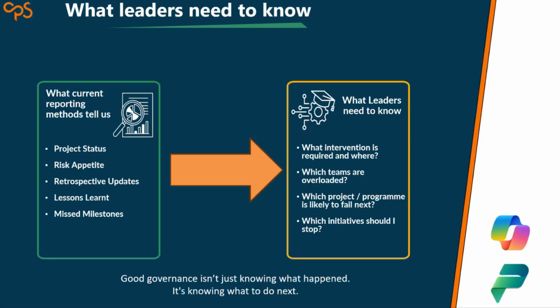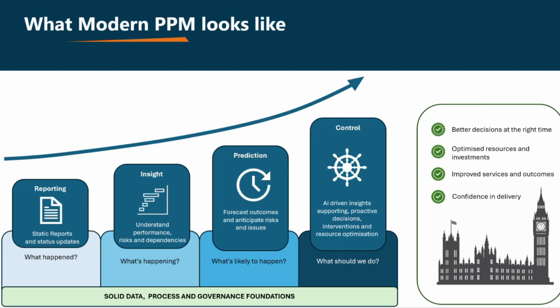So good governance isn't just about knowing what's happened, it's about knowing what we can do next. In order to support that, and it is a shift change, we have a modern PPM toolset, and I'll talk you through this slide in a little more detail. On the left-hand side, I guess we have a flow.